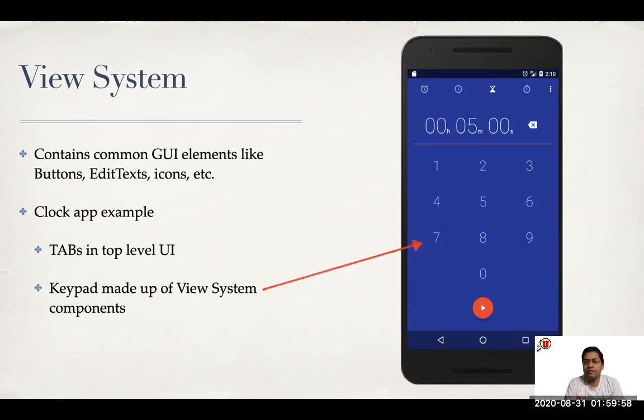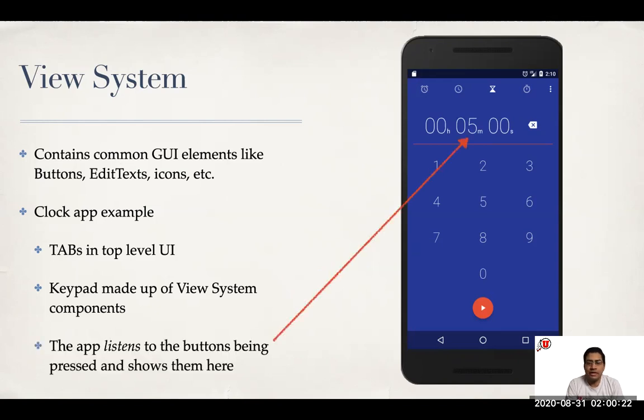You also have a panel of several buttons which makes up the keypad. So each of these digits is basically a button, and those buttons are also coming from the view system, and the layout on which this was put together is also coming from the view system.